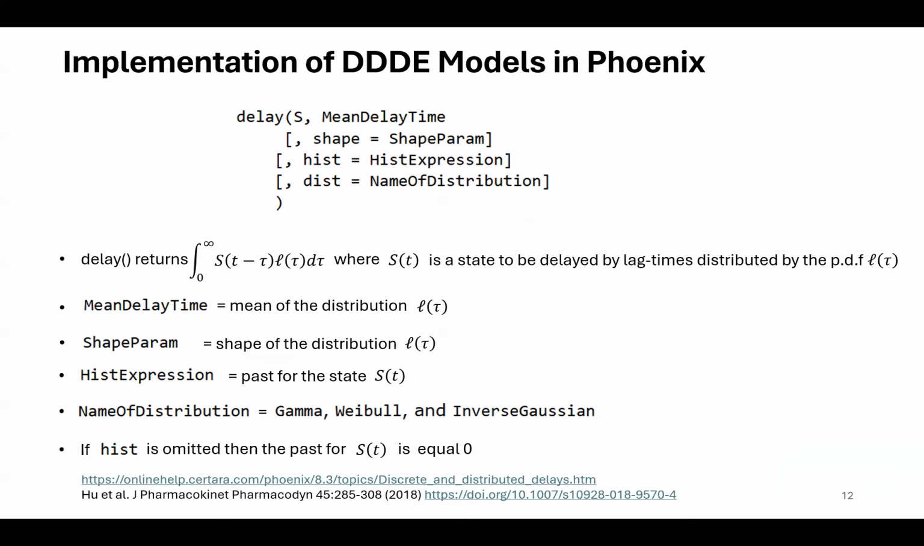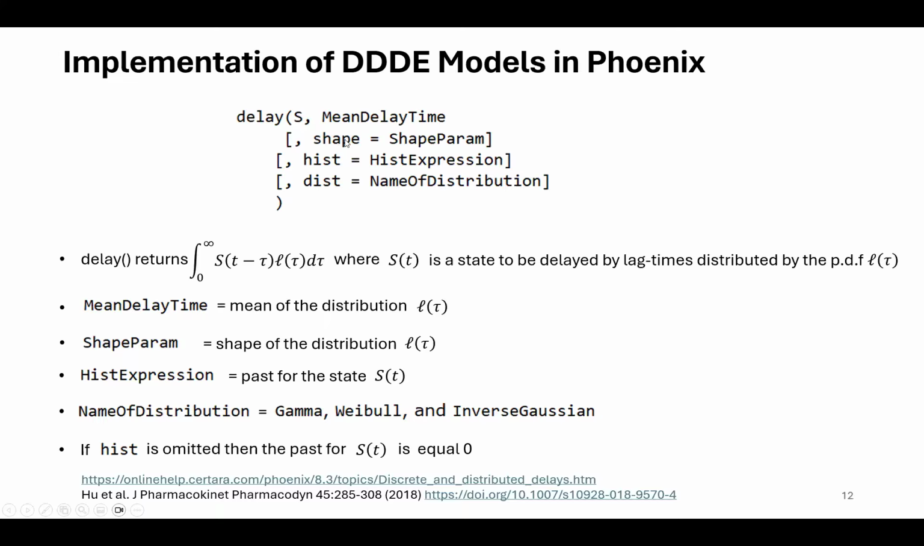So I mentioned already the delay function that is available in Phoenix. This delay function has two arguments that always have to be there. So this is the state, S, the state that has to be delayed, either by discrete delay or the distributed delay using some kernel, delay kernel. And then the first parameter is actually the mean delay time. This is the mean value of the distribution of the delay. And other arguments, if not provided, have some default values. But I would recommend always providing them.